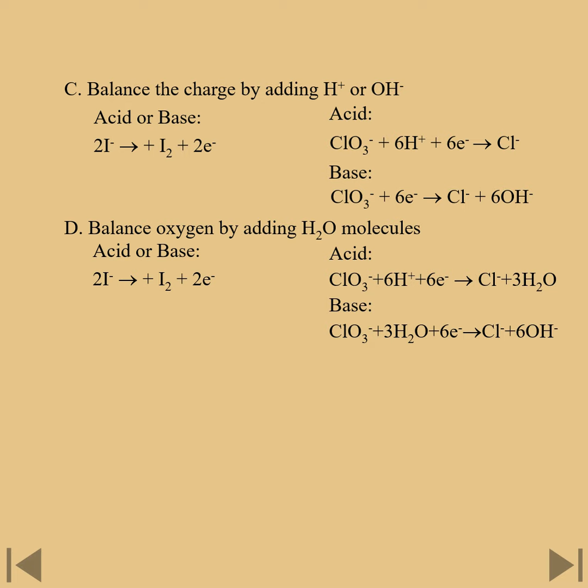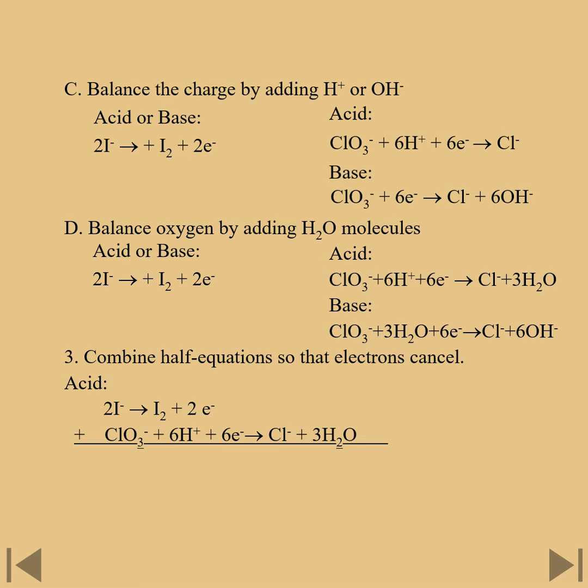And at this point, we have concluded step 2, balancing each half reaction, which is where most of our work goes. We do have step 3 now, where we add the 2 half reactions together so that electrons cancel. It's going to be a little bit different between an acid and a base, since we had different half reactions in acid and base for our reduction half. And so here are our 2 half reactions in an acid. And now I see 2 electrons on the right, 6 on the left. The least common multiple is 6, so I need to multiply equation 1 by 3.